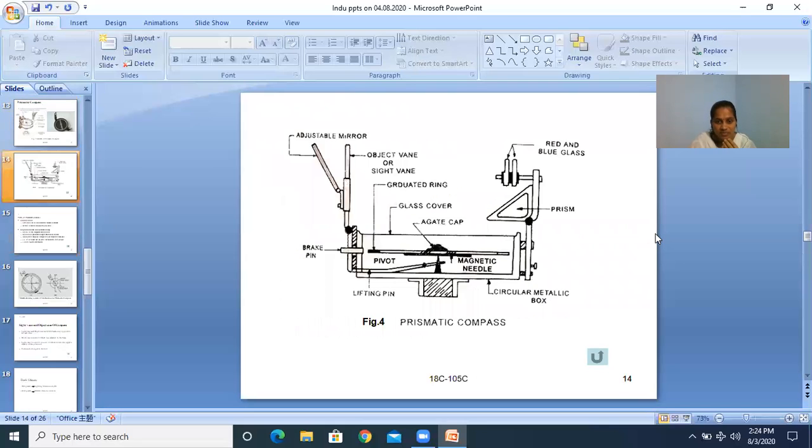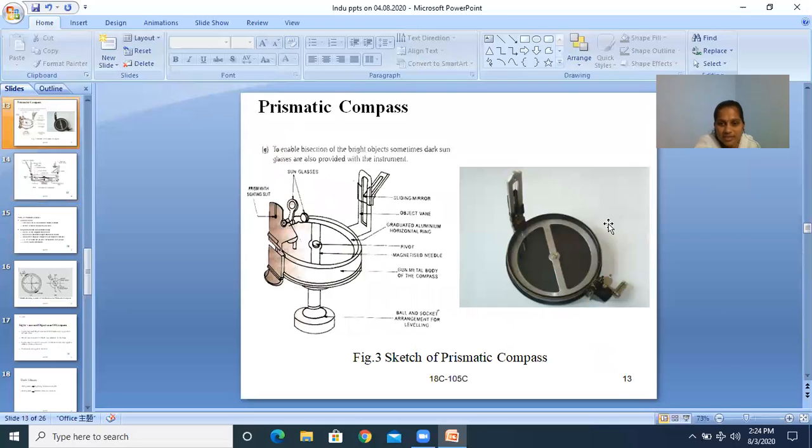So I will show. This is the needle, the magnetic needle, and this is the graduated ring. This circular box is the graduated ring, which we are seeing on the compass box. This box consists of graduations or readings, from 0 to 360.